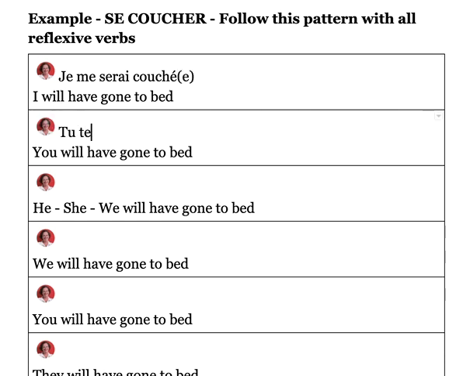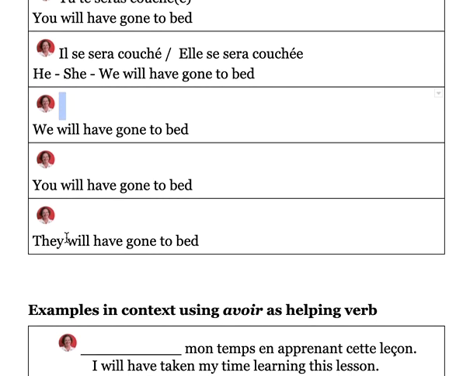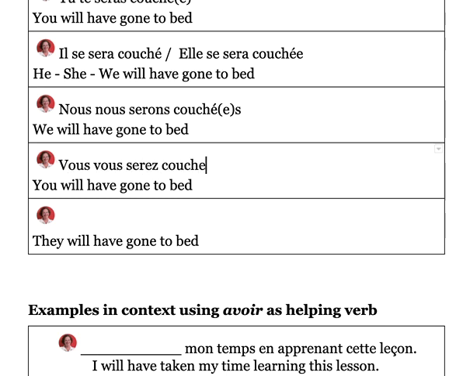D'accord? Tu te seras couché. Il se sera couché. D'accord? Ou alors, elle se sera couchée. Let's do one with nous. Nous serons couchés. Maybe feminine, definitely plural. Okay? You will have gone to bed using vous. Vous serez couchés. Maybe feminine, maybe plural.